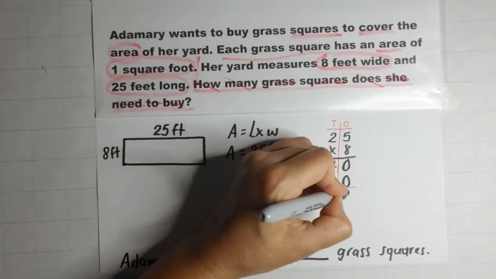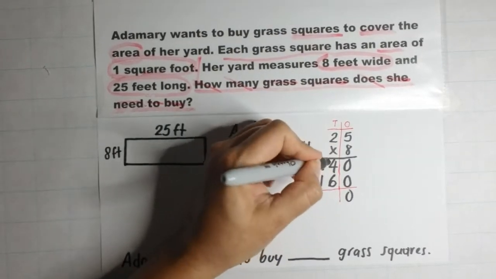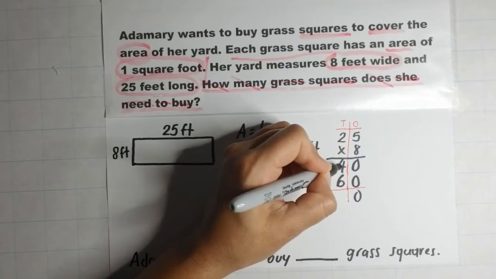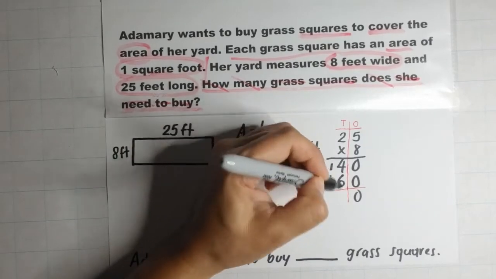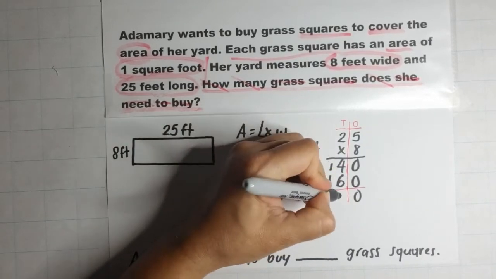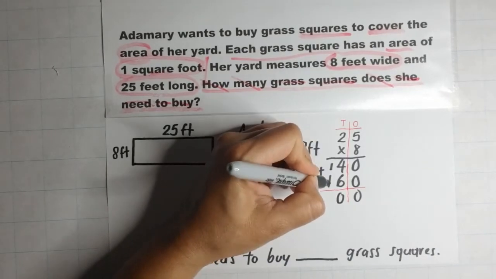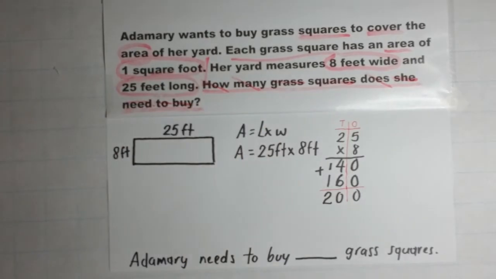0 plus 0, 0. 6 tens plus 4 tens is 10 tens. So I put the 0, I regroup, 10 tens become 100, so 100 and 100 makes 200. So my answer is going to be 200, but I need to make sure I'm doing it right, so I have to find another way to solve my problem.